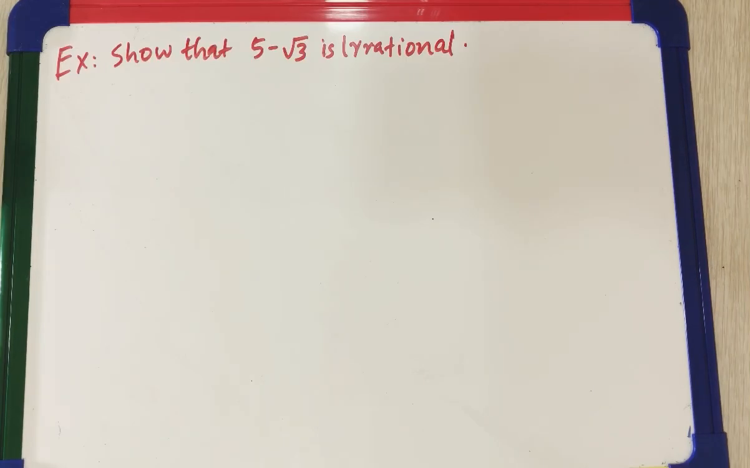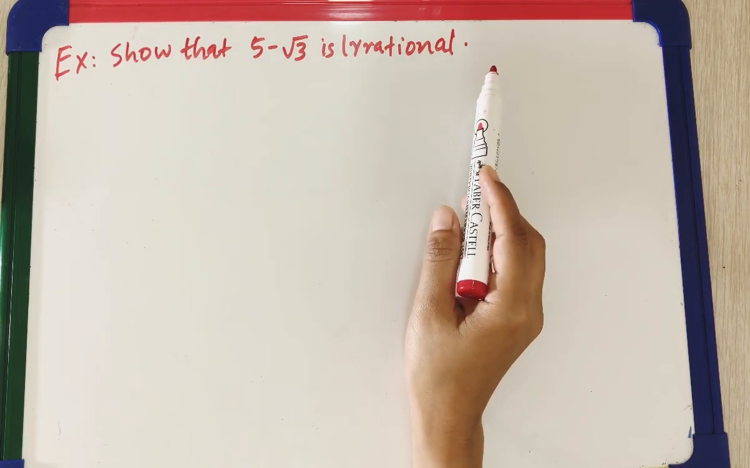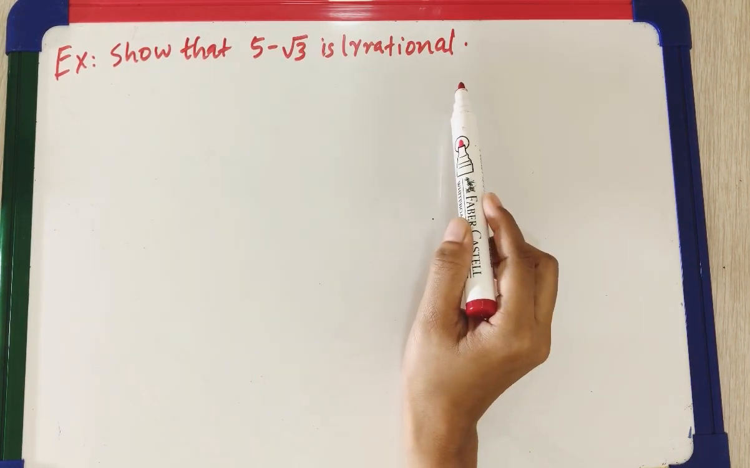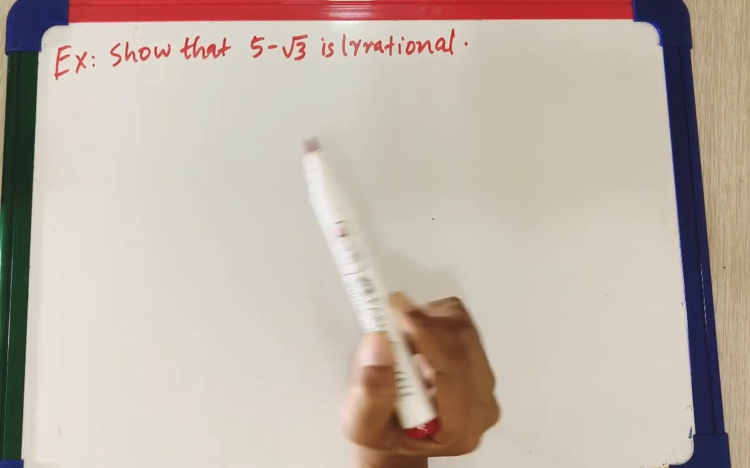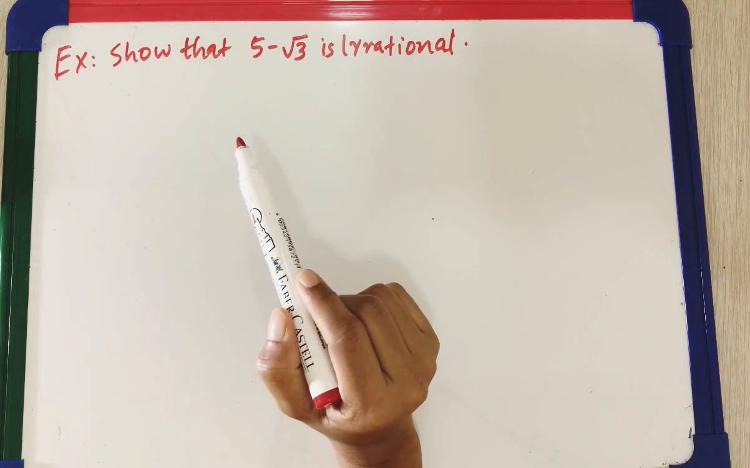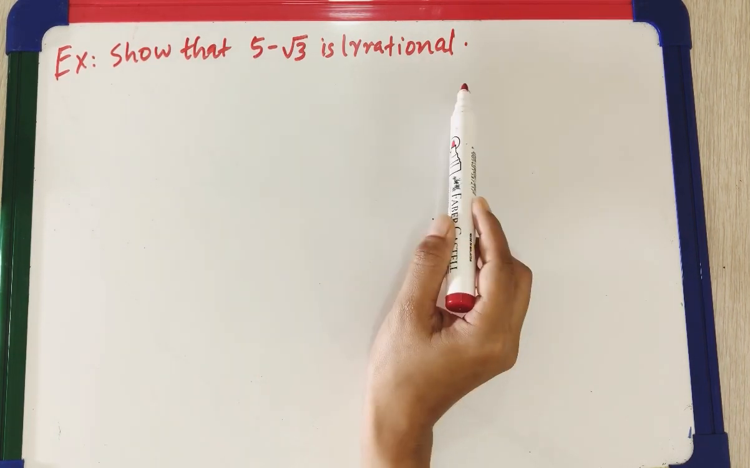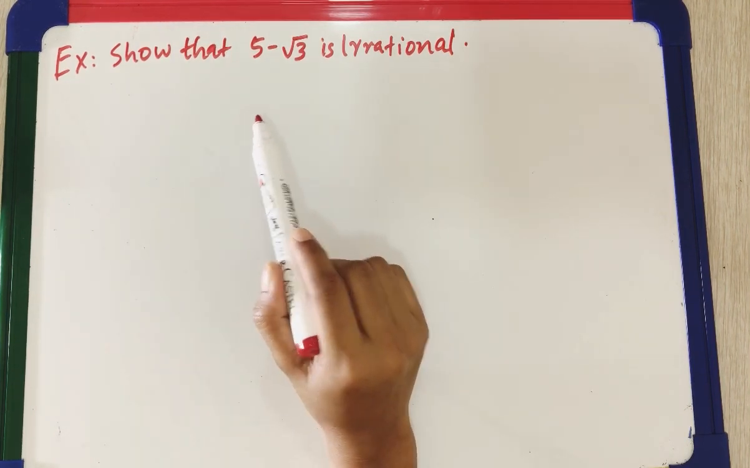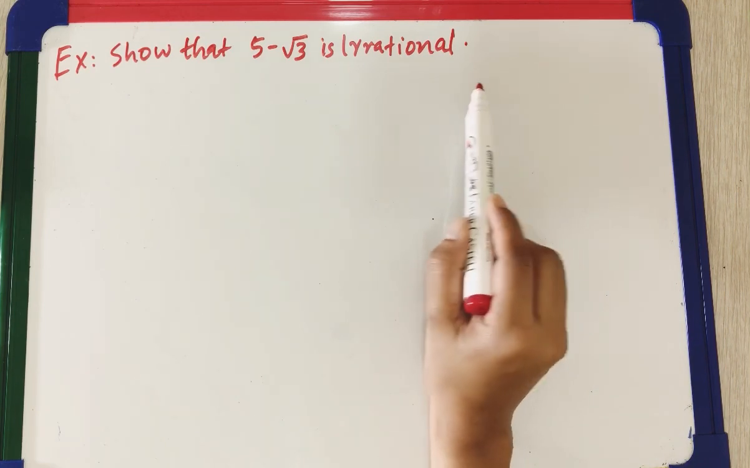We can see another example. Show that 5 minus root 3 is irrational. Clearly 5 minus root 3 is irrational because 5 is a rational and root 3 is irrational. You already studied in your 9th standard that the sum or difference of a rational number and an irrational number is irrational. Also, the product and the quotient of a rational number and an irrational number is irrational.